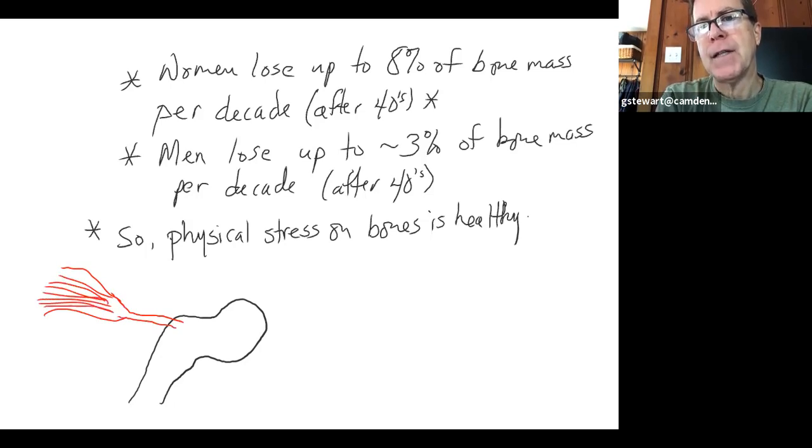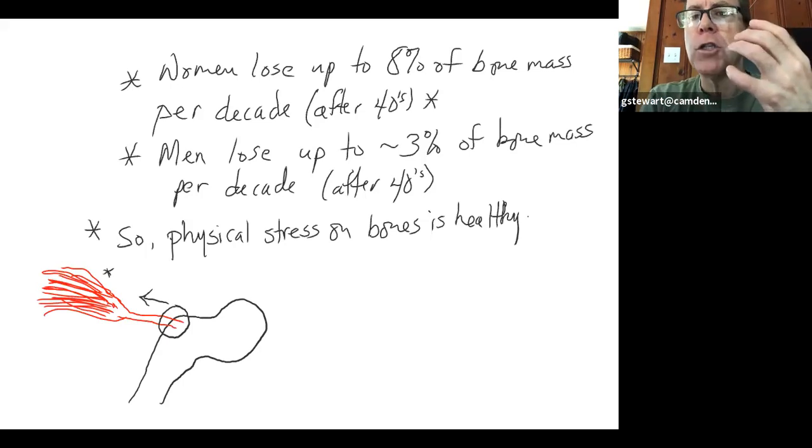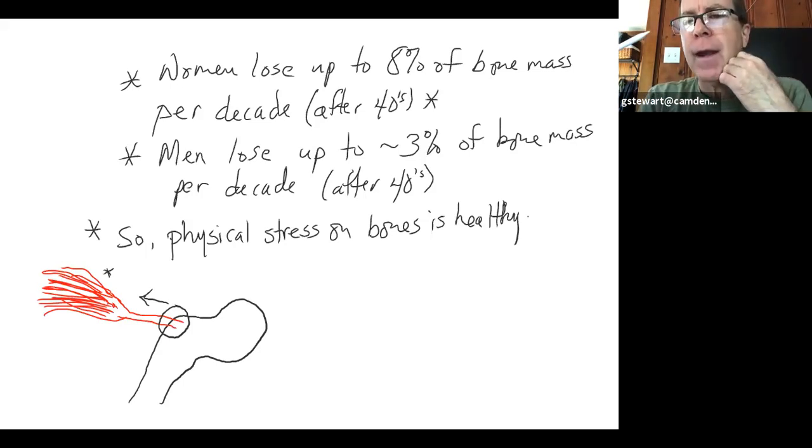So here's a muscle attaching to the bone. When this muscle contracts, every time we take a step, we walk, we jump, we climb stairs, whatever, it pulls on the bone. You know that. So this muscle contracts, it pulls the bone this way. The physical stress of the muscle pulling on the bone at that attachment point causes new bone to grow in that area.